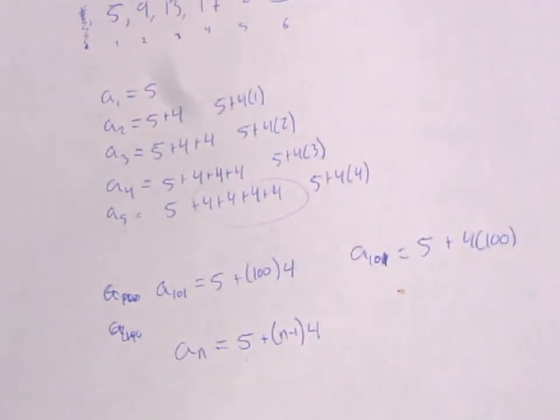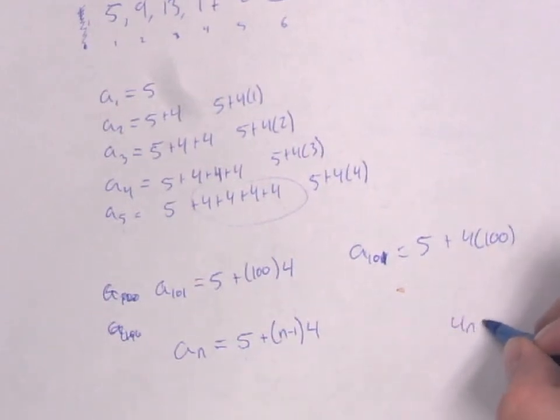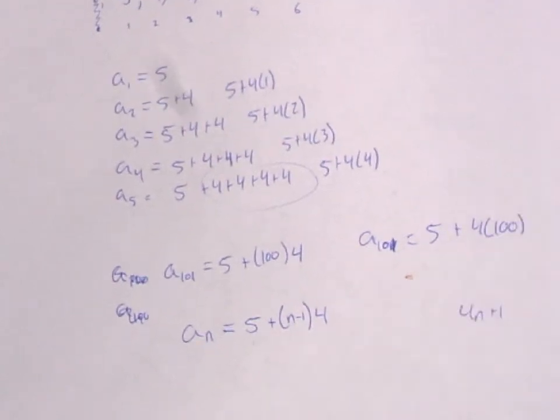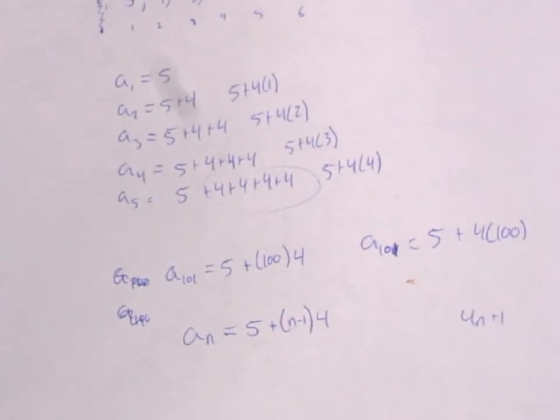Okay? This is the formula. Now, it looks a little different than the formula we came up with, but if you distribute this and combine like terms, you're going to get the same thing. This actually comes out to be 4n plus 1 if you simplify it. But again, the difference is sequences don't start with 0. They start with term 1.